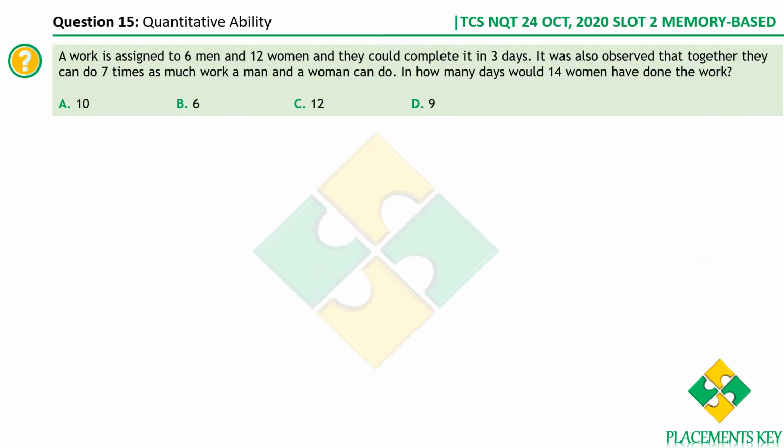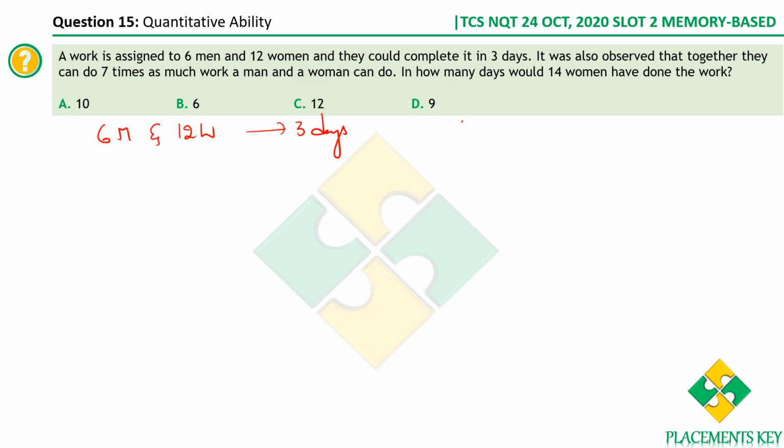Let's move on to the next question. A work is assigned to 6 men and 12 women and they can complete it in 3 days. So there are 6 men and 12 women. They can complete the work in 3 days. It is also observed that together they can do 7 times as much work as a man and woman can do.